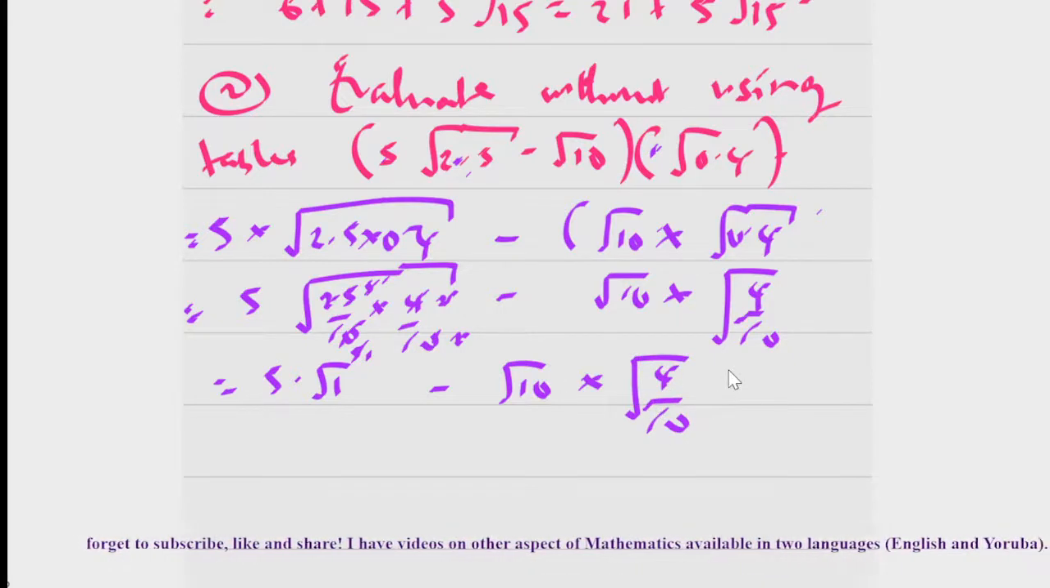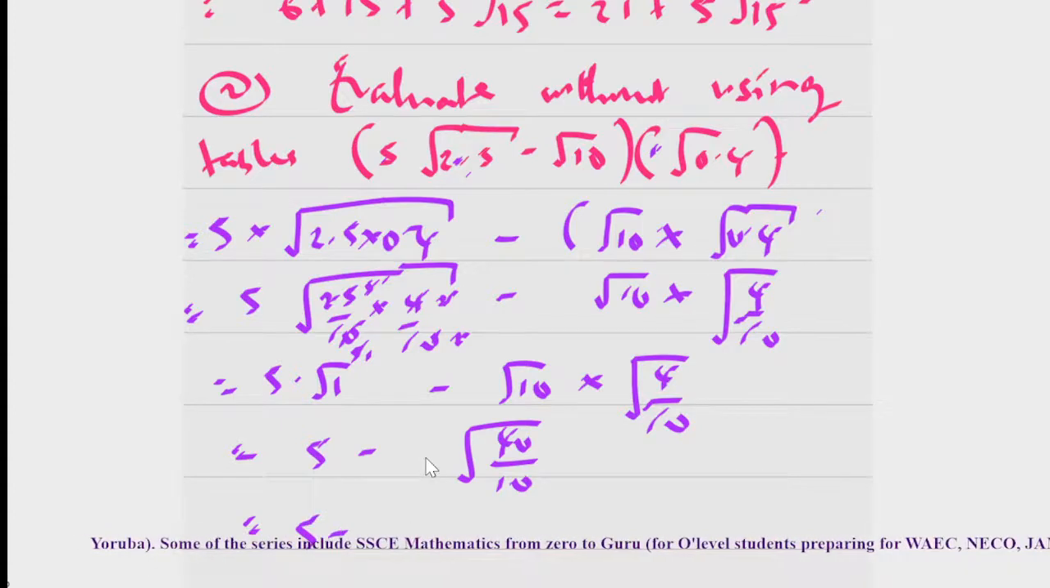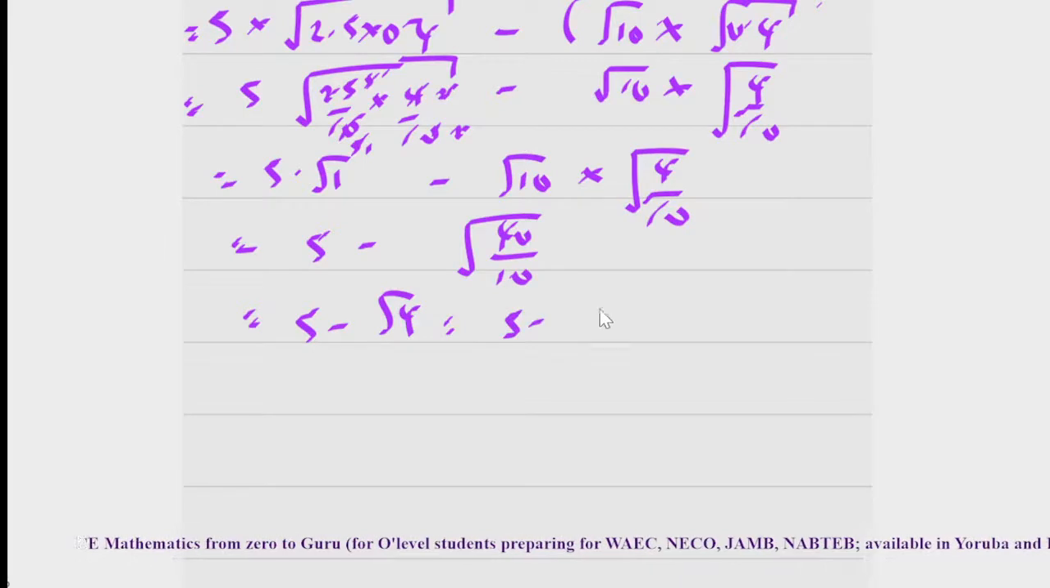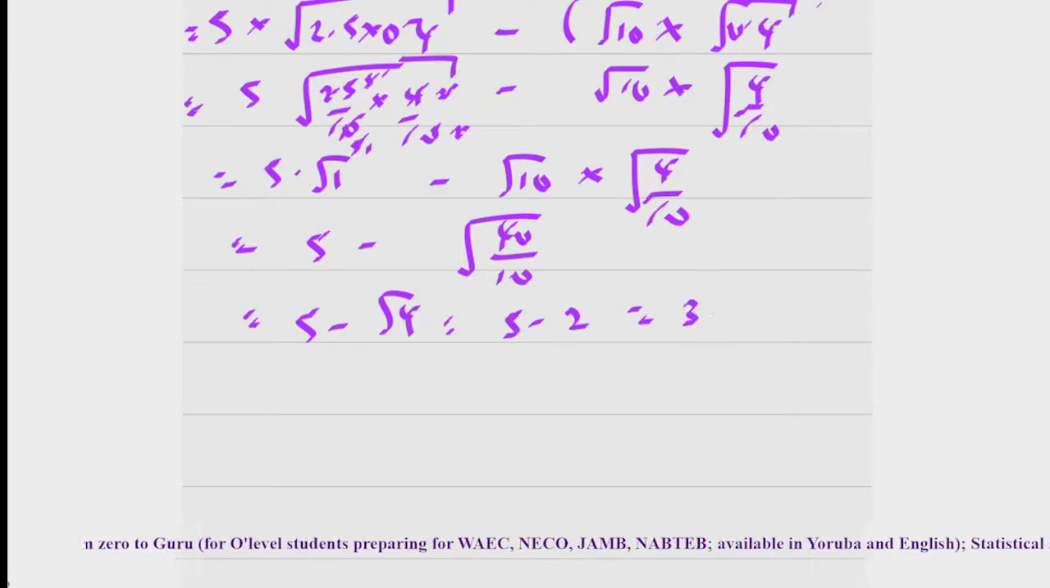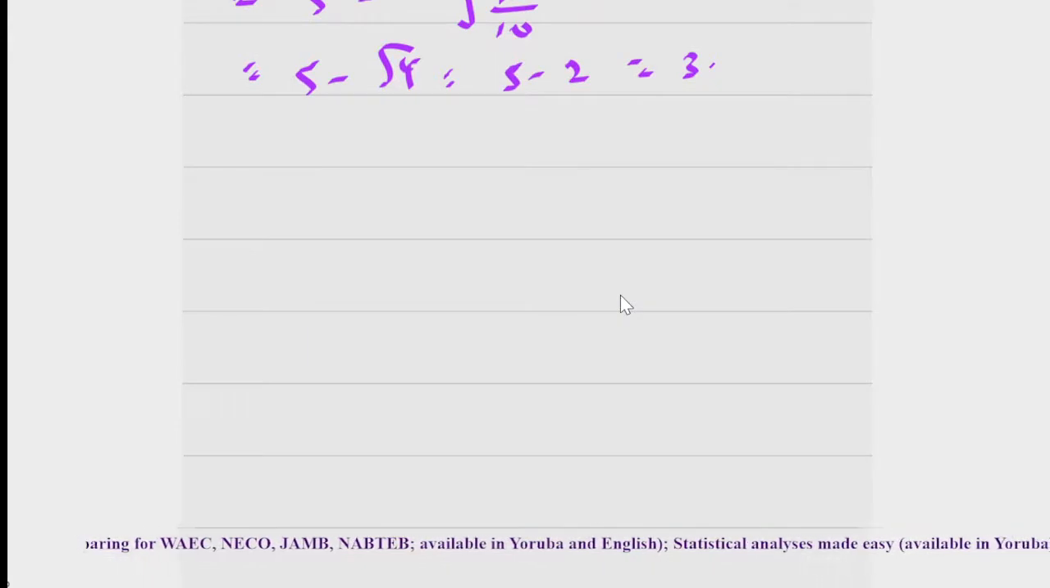If I simplify it further, then this is going to give me 5 times root 1, and root 1 is 1, right? So root 40, if you multiply them together, divided by 10. That's going to give you 5 minus root 4, which is 5 minus 2, equal to 3. You can see it is not simple. So you just follow the same approach as your normal expansion and apply the laws of surds.